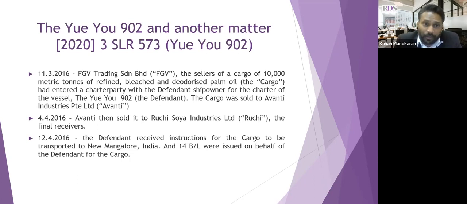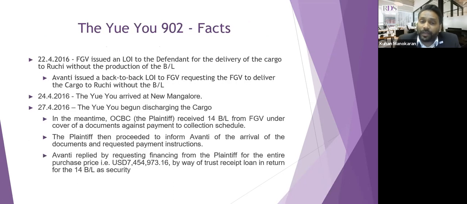Now, on the 12th of April 2016, the defendant received instructions for the cargo to be transported to New Mangalore, India. Now, upon loading the cargo, 14 bills of lading were issued on behalf of the defendant for the cargo. Now, on the 19th of April 2016, the bill of lading was released to FGV following payment of freight to the defendant.